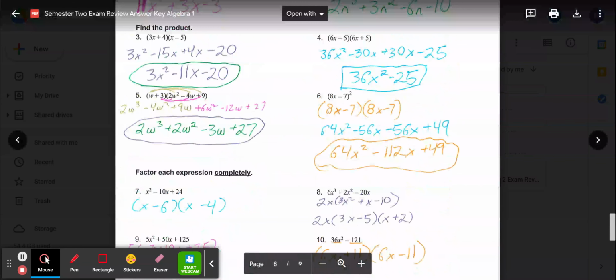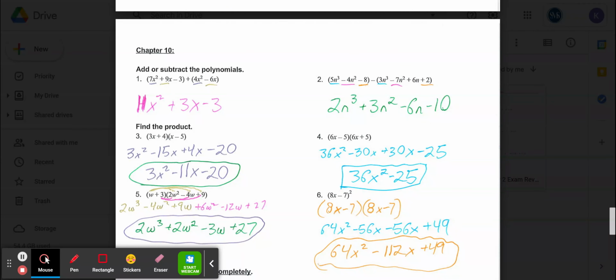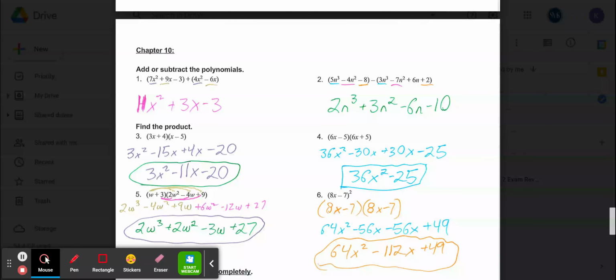And then moving down to chapter 10, dealing with our polynomial rules. So in 1 and 2, with the addition or subtraction, we're combining like terms. So in 1, we end up with 11x squared plus 3x minus 3. So we can combine the 7x squared and 4x squared. We can combine the 9x and negative 6x, and then just bring down the negative 3.